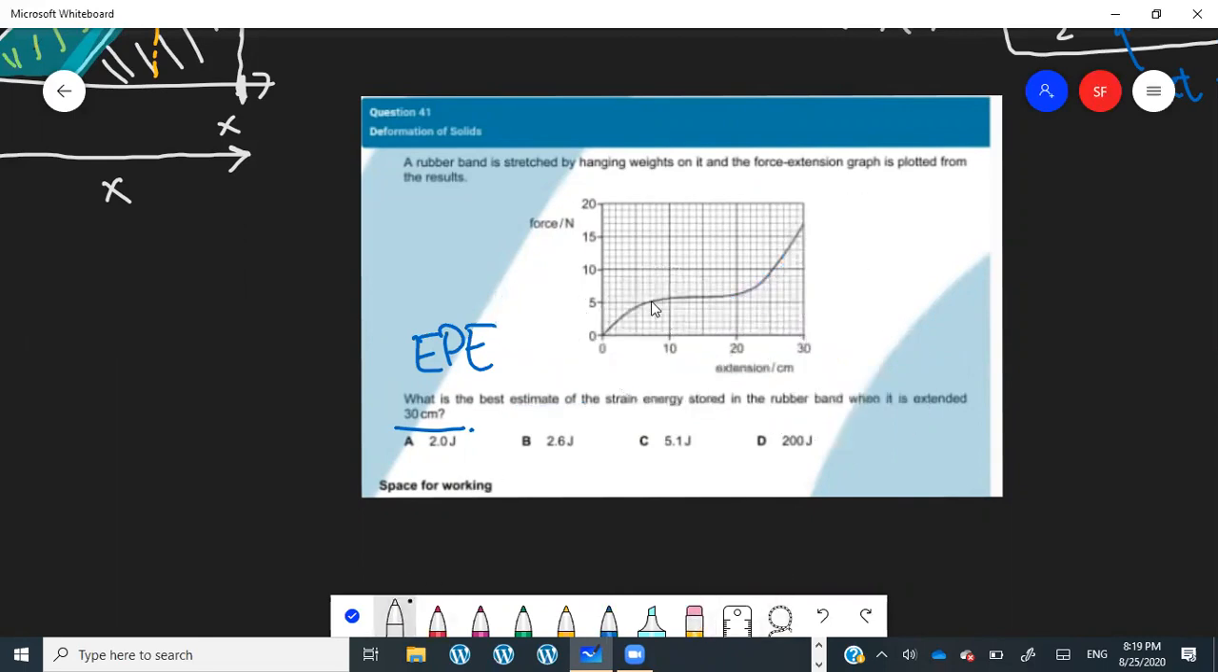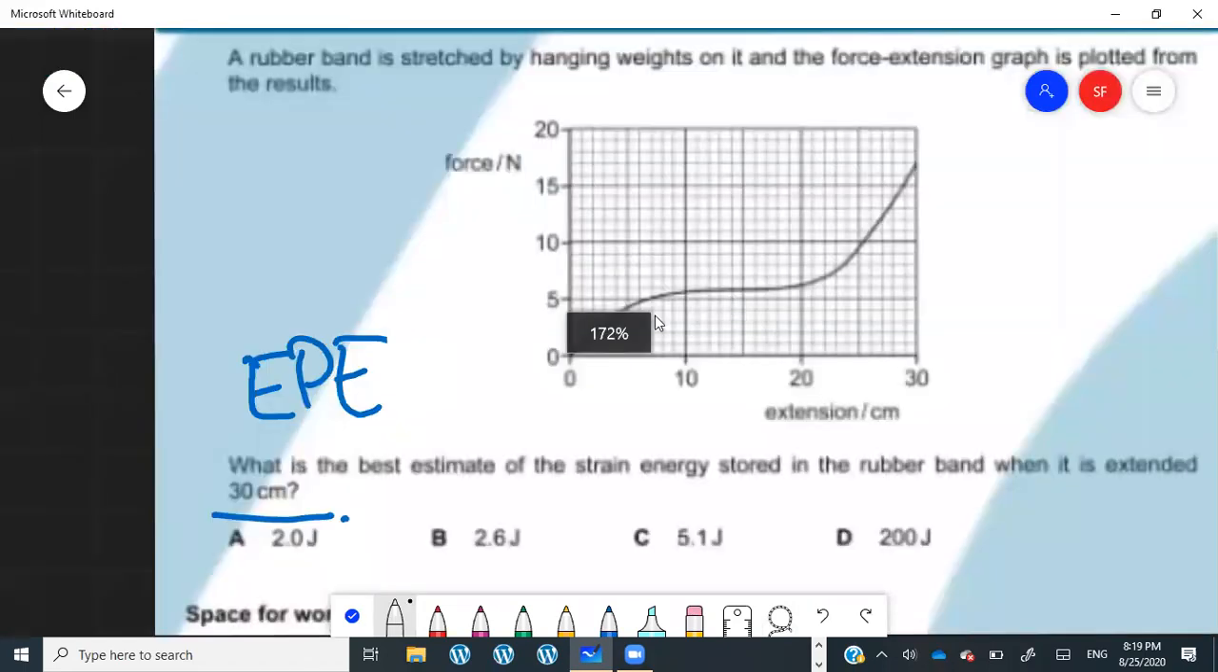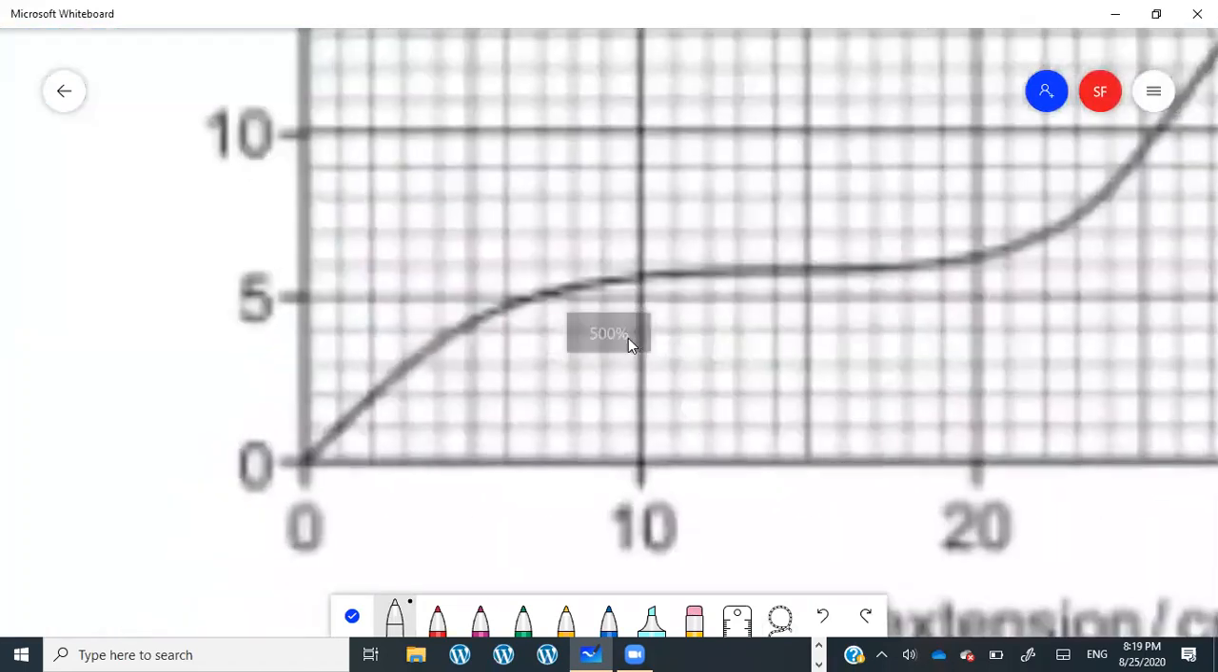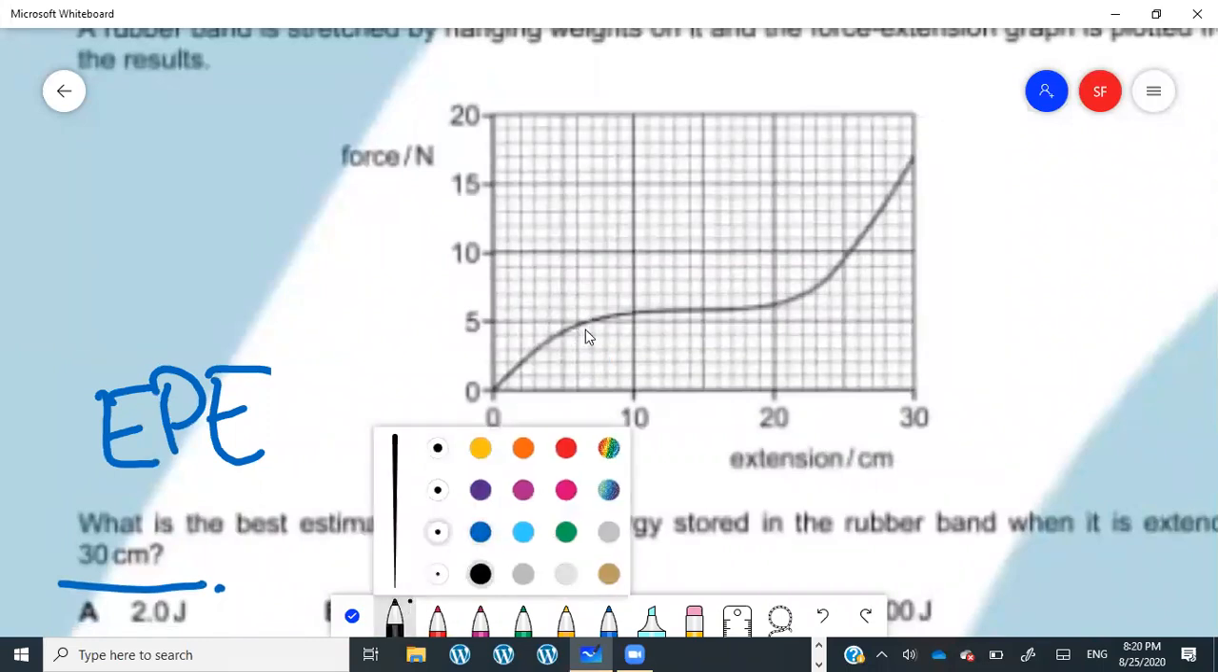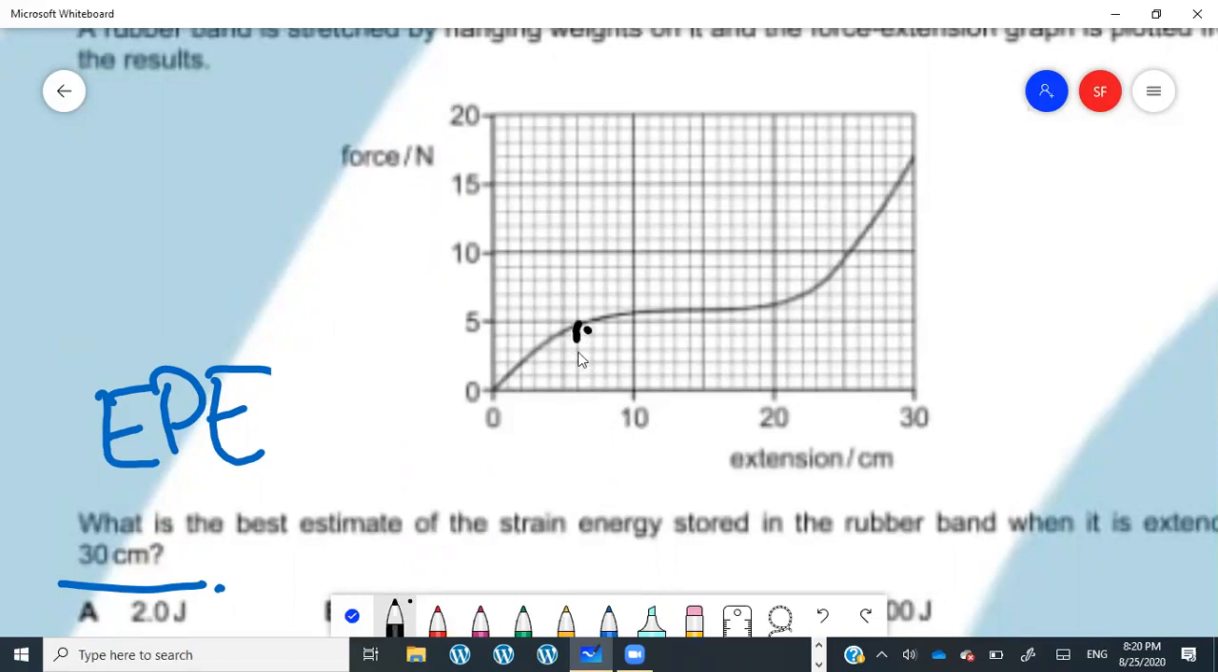So now what you're going to do is, you can't calculate the area of a curved object, right? So you're going to approximate it. Approximation: let's take this part to be a triangle. Or we can take it to be a trapezium.